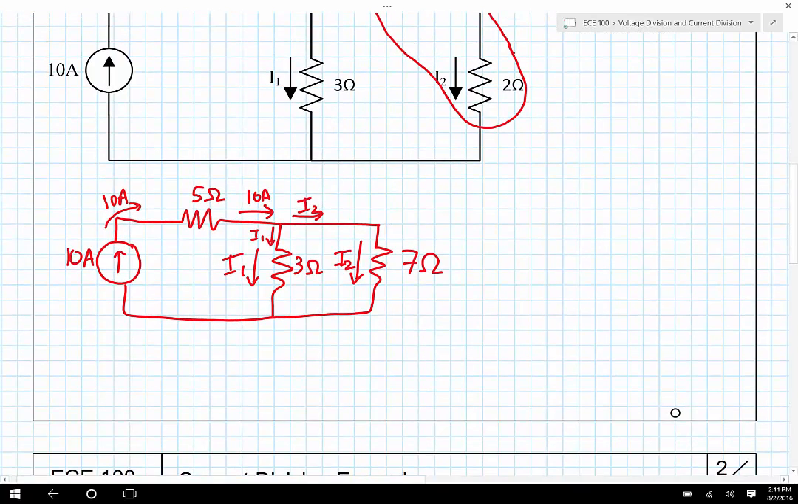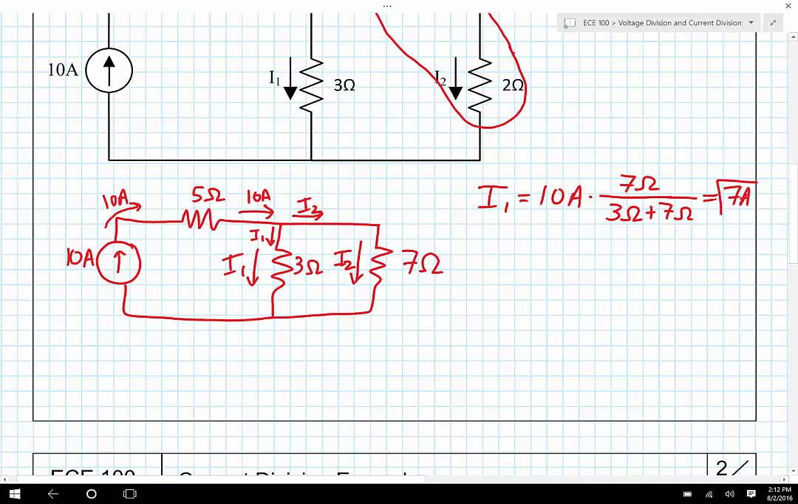So we can say that I1 is going to be 10 amps multiplied by the resistance of the other branch, 7 ohms, divided by the sum of the 2 resistances, 3 ohms plus 7 ohms. This works out to be 7 amps. And then I2 is 10 amps times the other branch's resistance, that's 3 ohms, divided by 3 ohms plus 7 ohms, and that works out to be 3 amps.